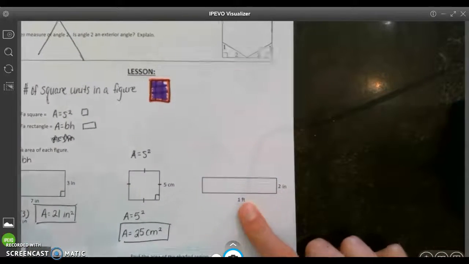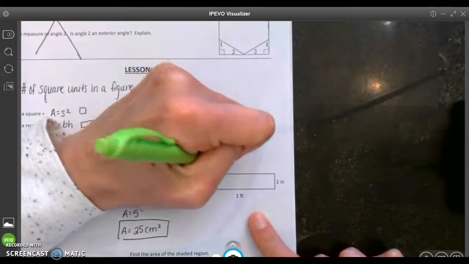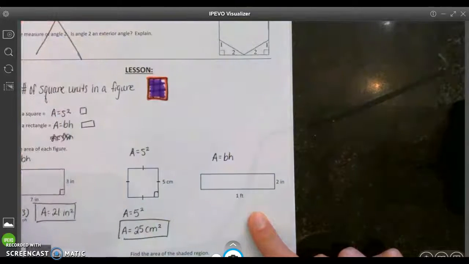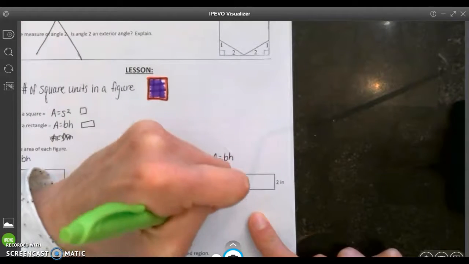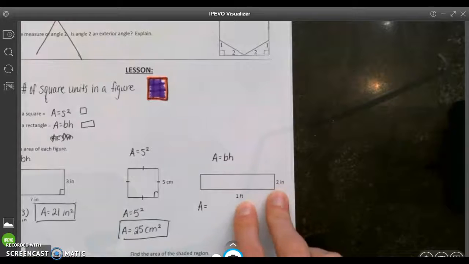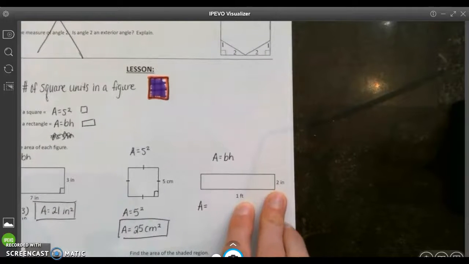Our next one is a rectangle. So area equals base times height. So I'm going to take area equals. This one's a little bit trickier. You won't have too many like this, but just kind of pay attention.